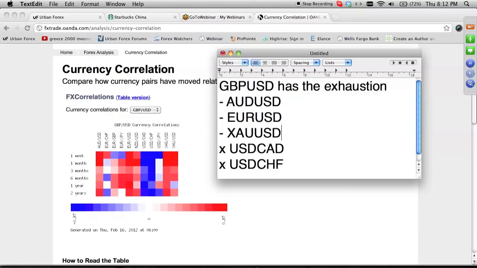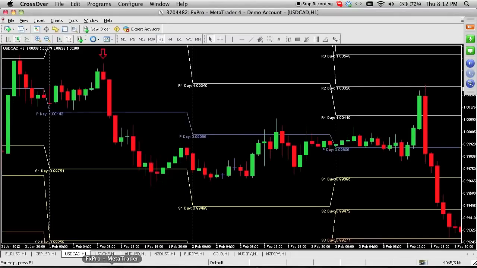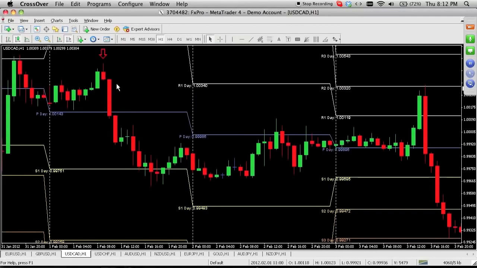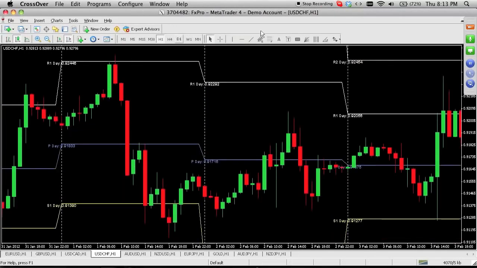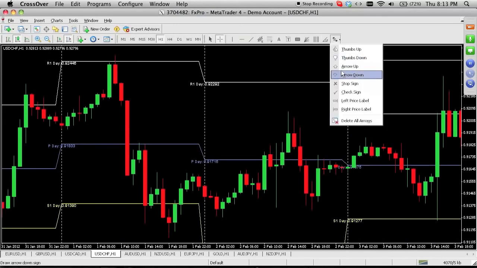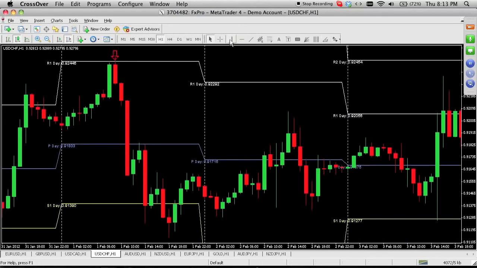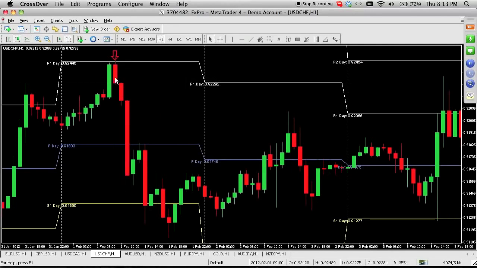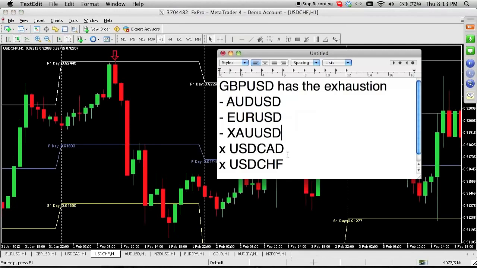Okay, so these are the pairs that go with it. All I know is there's one exhaustion, and from these pairs that we listed, Euro USD has already left. US dollar Swiss franc, US dollar CAD already left. Let's take a look at US dollar Swiss franc. It dropped strongly at 9 o'clock. Yes, this is 9 o'clock, and look at the size of this drop. It also bounced off the pivot point right here. So already left on that one too. What other pair goes with this? Last but not least, we have gold.